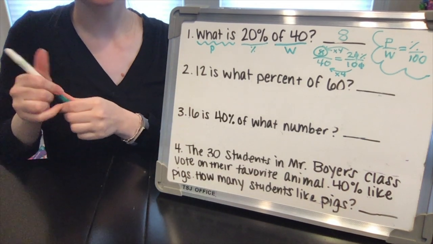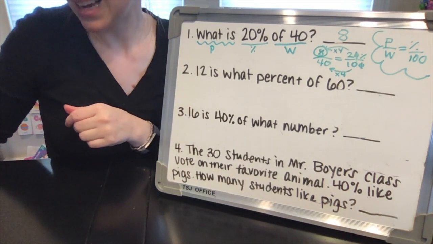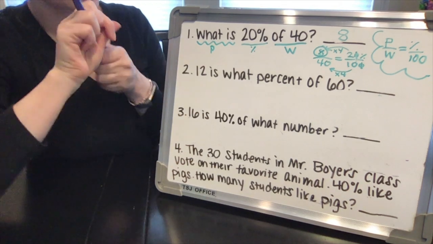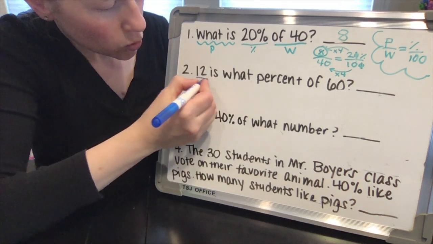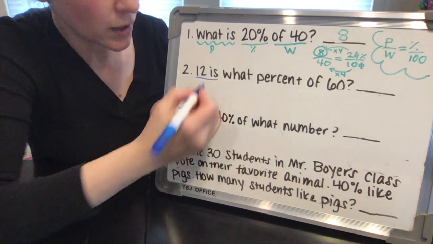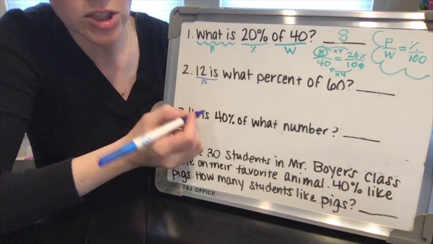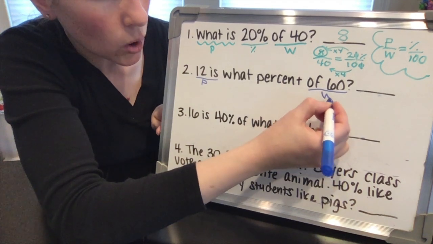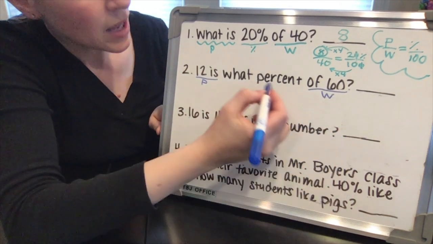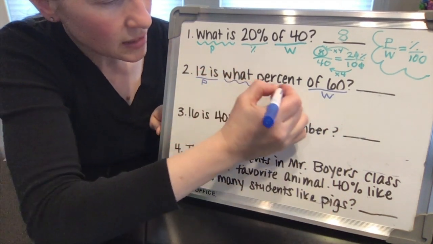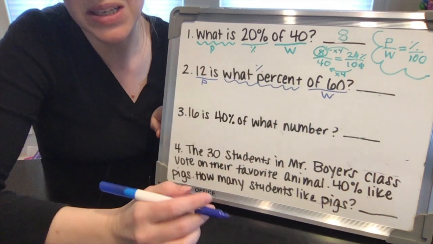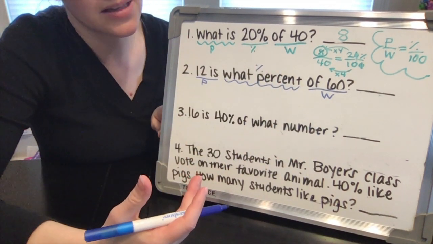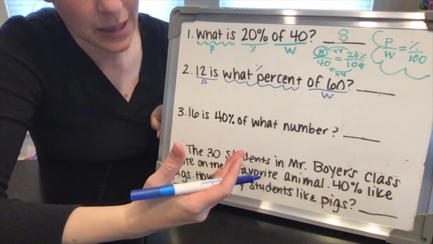Number 2 asks, 12 is what percent of 60? So I'm going to underline the pieces that I know in this one. 12 is, I know that the keyword is usually means it's a part, so I'm just going to label that with the letter P. Of 60, of usually means the whole, so I'm going to label that with a W, and it's asking me what is the percent, so the percent is what is missing. It's also pretty obvious in this one because I don't see any number with a percent sign.